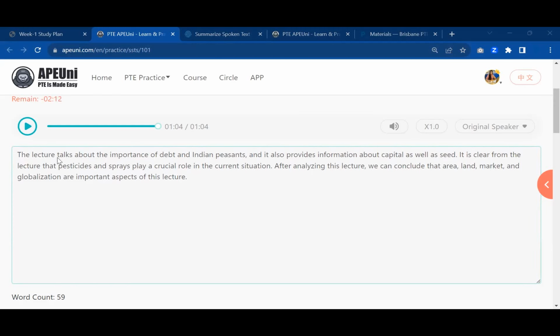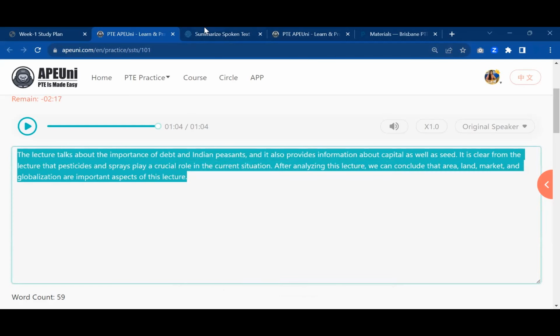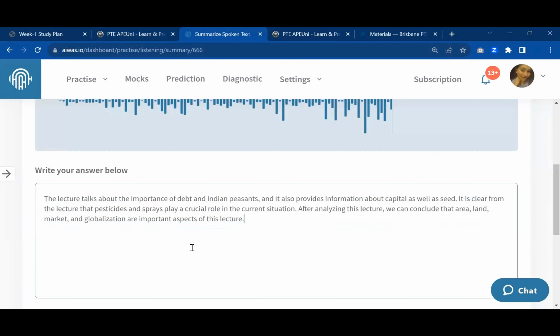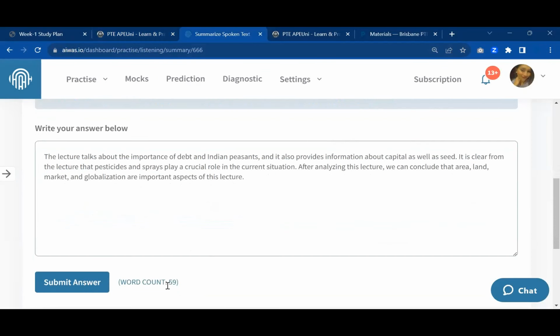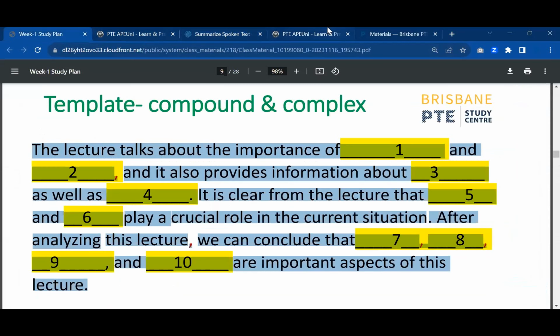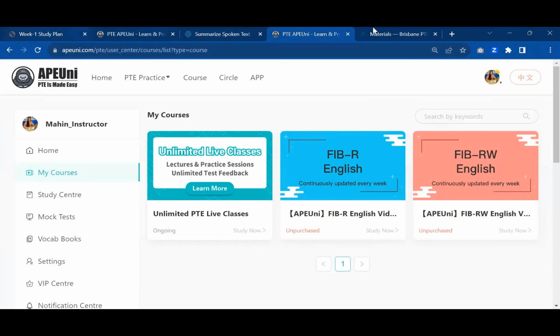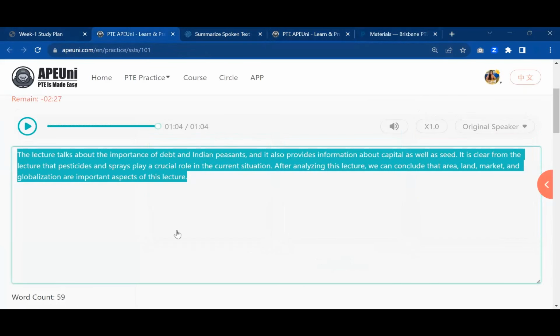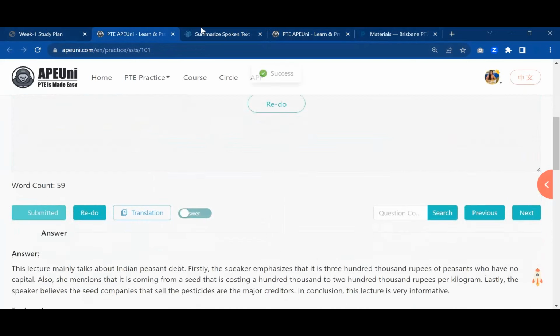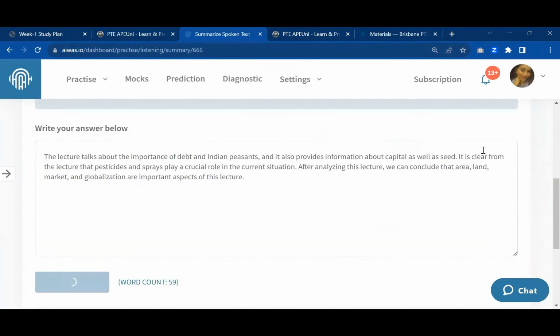We will copy this. Sorry. We will copy this, and also we're gonna paste it here as well. This one also has 59 words. So where did it go? Yes, let's submit our answer here, also here. Okay.